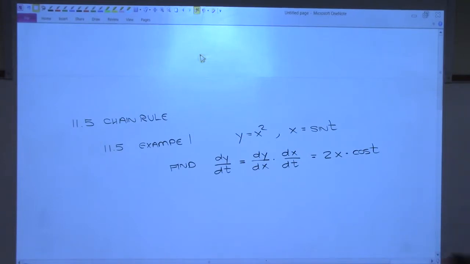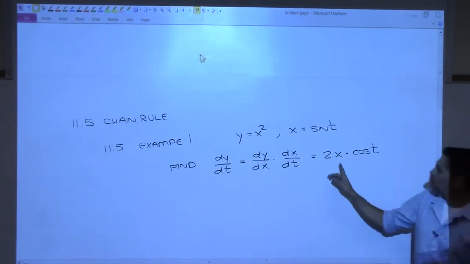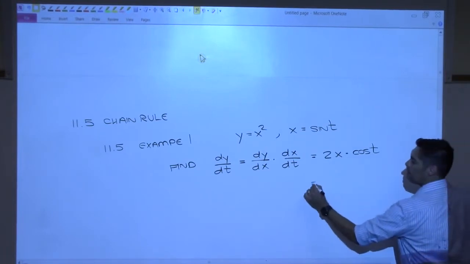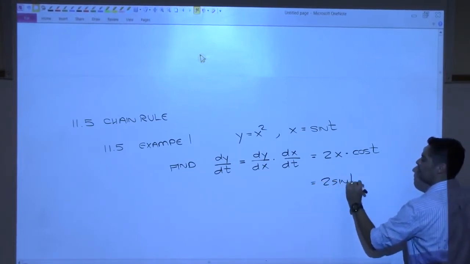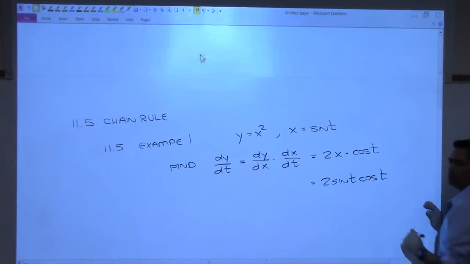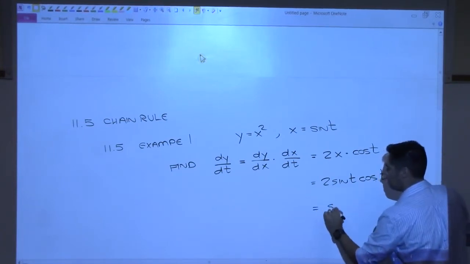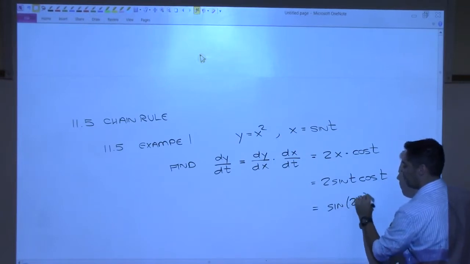And then what we could do next is get everything in terms of a single variable. Like right now I have x's and t's mixed, right? So I'm going to replace x with sine t. And this would give me 2 sine t cosine t, right? And of course, that's an identity, isn't it? Just so happens to be. That's sine 2t.